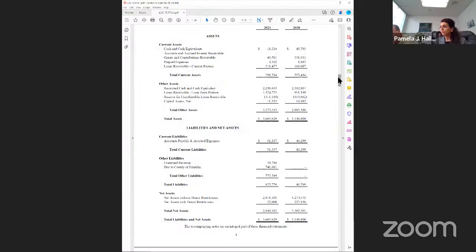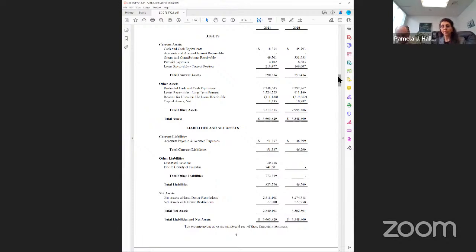So then we go on to the statement of financial position, and this is a snapshot of what you look like at December 31st, 2021 against 2020 for comparative. Our unrestricted cash and equivalents was 18,000 this year. Last year it was about 46,000. That's a swing of 28,000. And we had some grants and contributions receivable of about 50,000. Last year, those were 332,000. And the occupancy tax was in that last year portion.